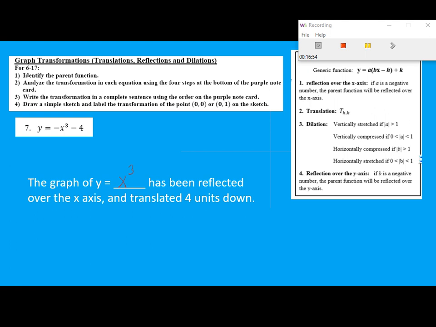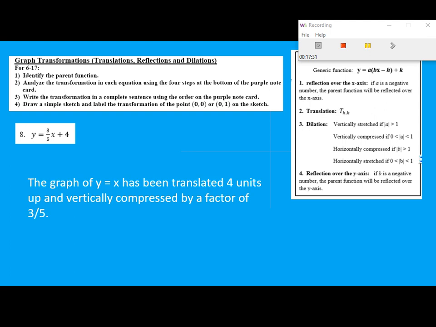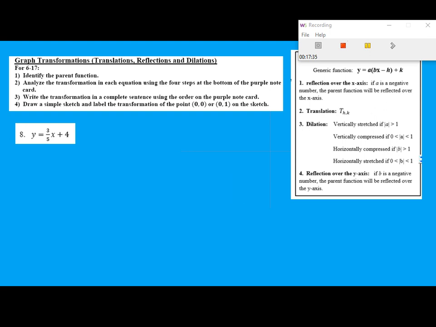The next one I'm going to jump over to is number 9. So if you need, just pause the video if you need to write the sentence down. So here goes our number 9. Let's go 1, 2, 3, 4.